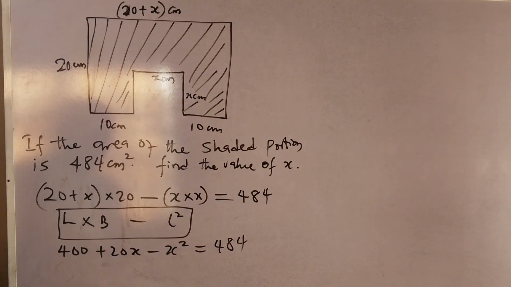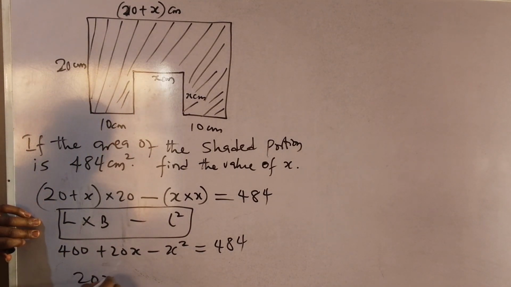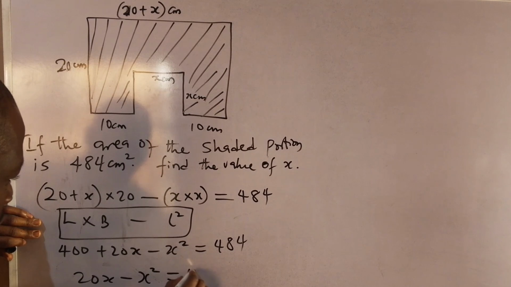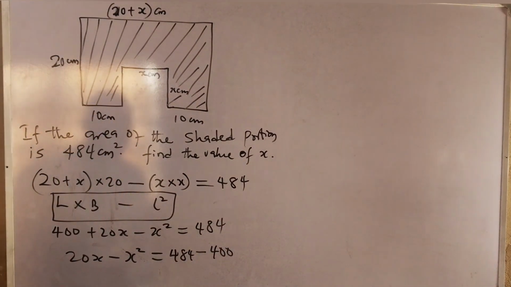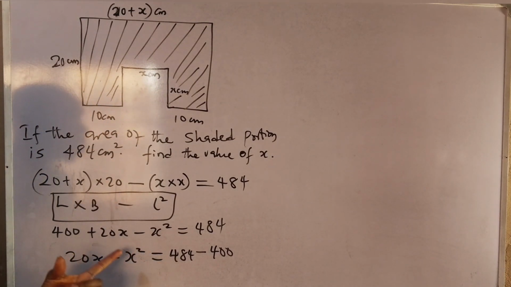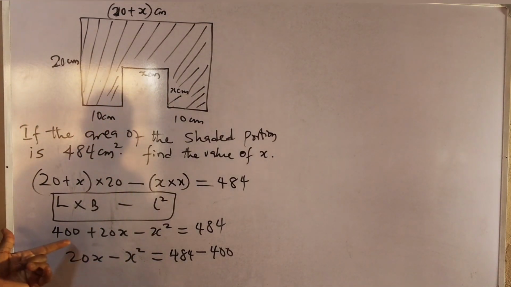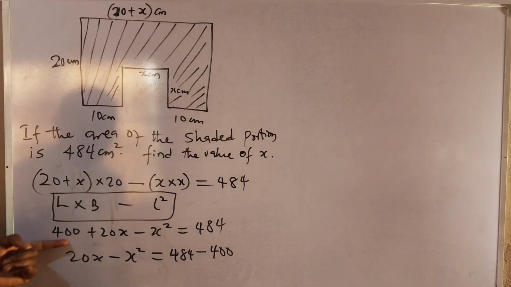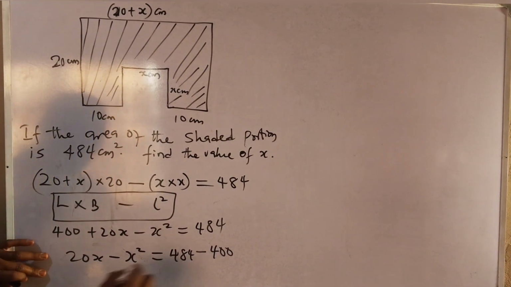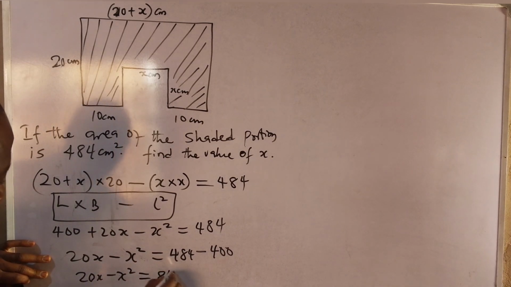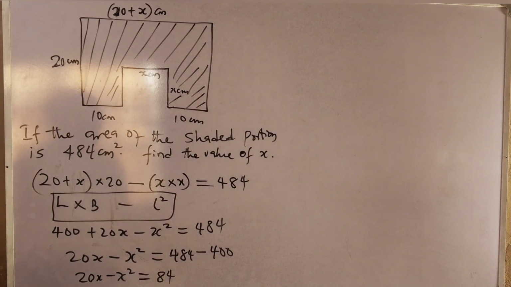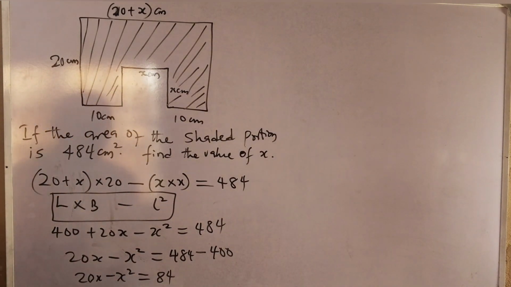Writing it in another way, you discover that 20x minus x squared is equal to 484 minus 400. That's collecting numbers to one side and the ones with letter x to one side. So we subtract 400 from both sides. This 400 is gone. We subtract from 484. You are left with 20x minus x squared is equal to 84.